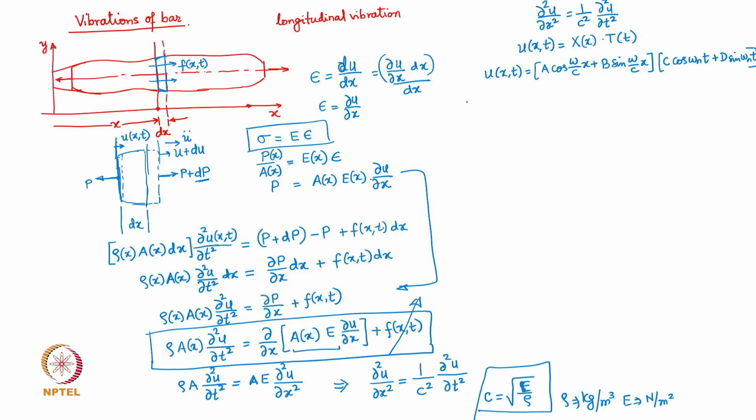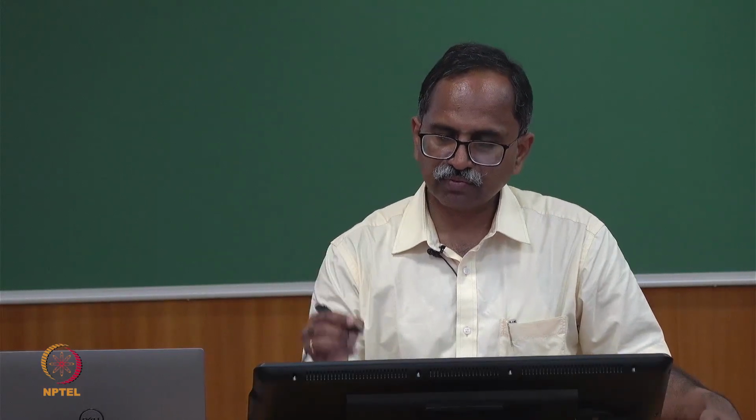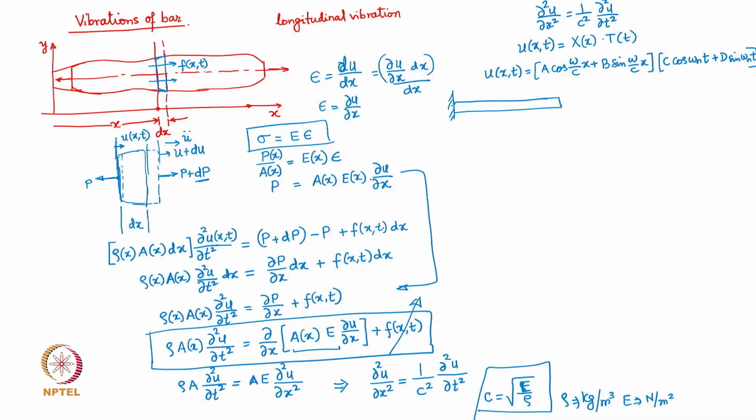Now we will very quickly take the example of a bar which is fixed at one end and free at the other end. You can treat this to be a fixed-free bar, quite similar to a blade which is vibrating along the longitudinal direction. Generally, of course, it vibrates laterally, but as a case we can treat this to be a bar which is fixed at one end and free at the other end.